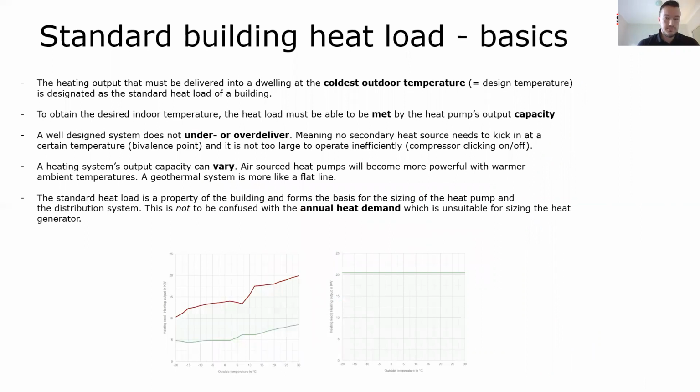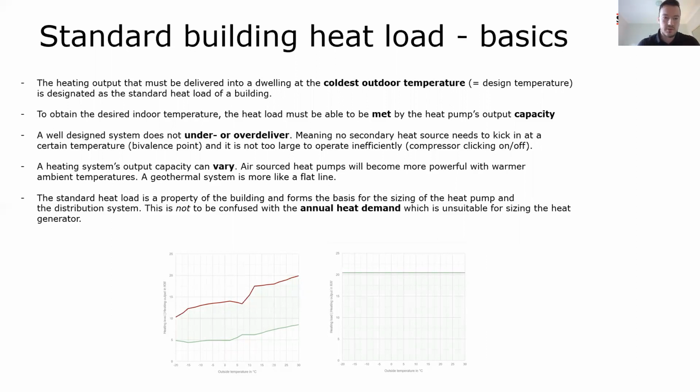Now, standard building heat load basics: the heating output that must be delivered into a dwelling at the coldest outdoor temperature is what we call the design temperature. So that always describes the coldest point in whatever region you are, and is designated as the standard heat load of a building. To obtain the desired indoor temperature, which is probably around 21 at all times, the heat load must be able to be met by the heat pump's output capacity.